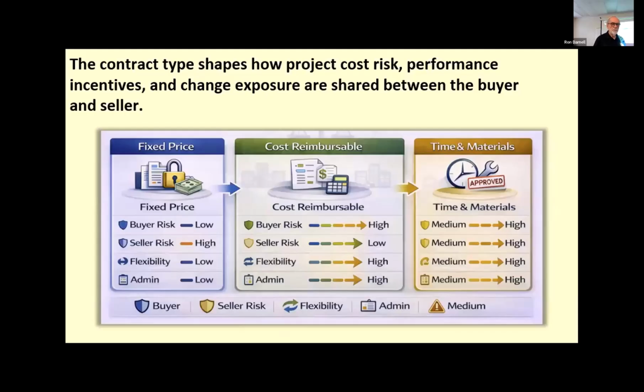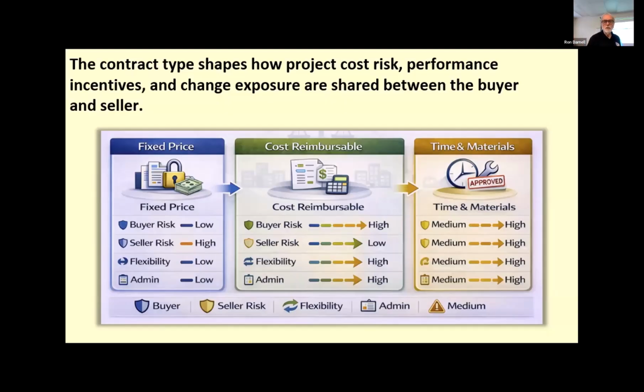The contract type allocates costs, incentives, and control between the buyer and seller. So the contract type shapes how the project costs, performance, incentive, and change exposure are shared between the buyer and the seller. Well, between the project and the vendor. You want to use that language.